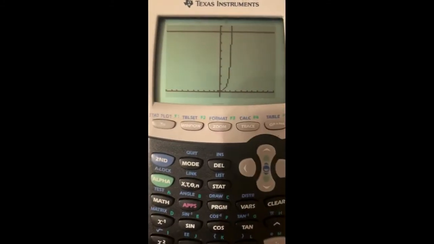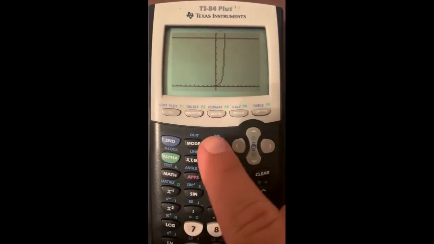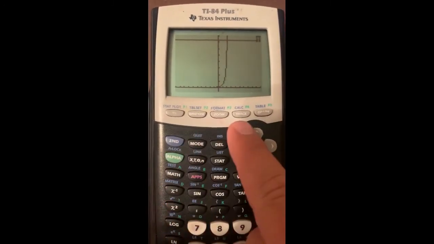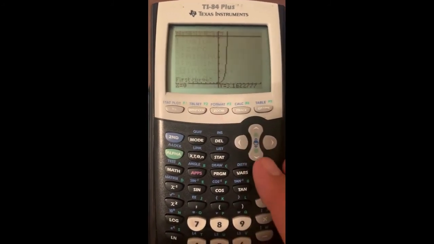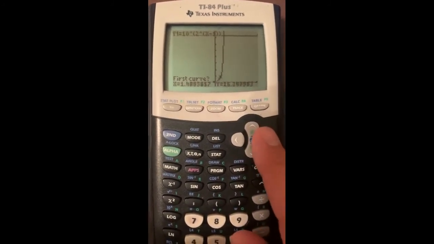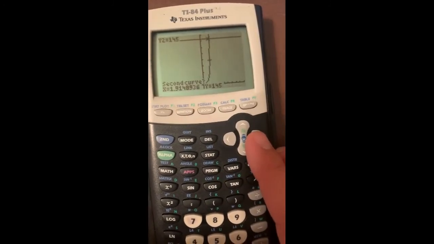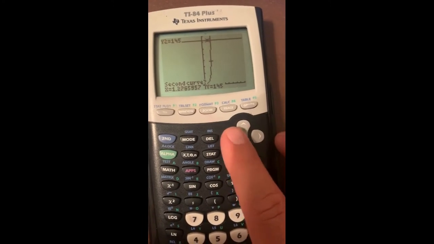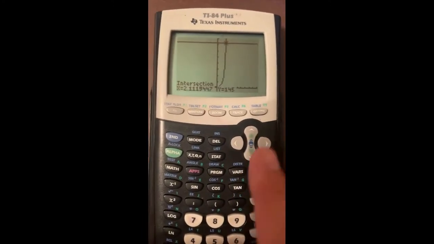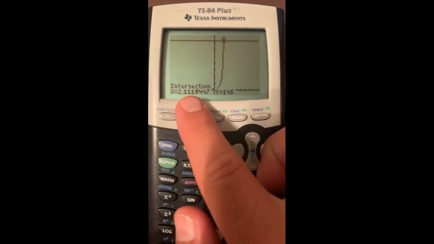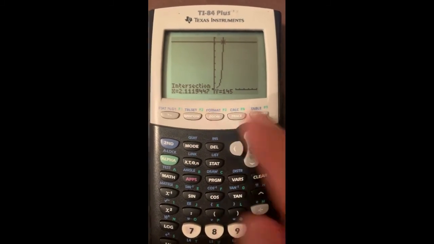And now the spot we're looking for is that intersection, okay? The way you find the intersection is second trace or calculate. We want to look for the intersect and then move the dot on the curve, enter, and then it should be on the other curve, enter, and then enter a third time for guess, and it'll tell you that intersection point. So for this problem, the intersection is at 2.1, 145.